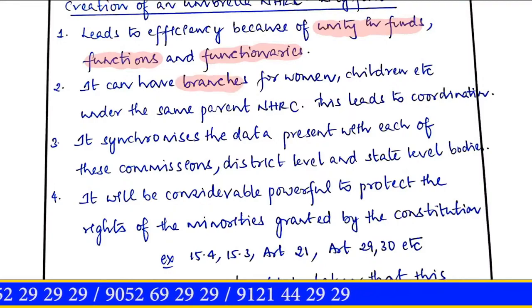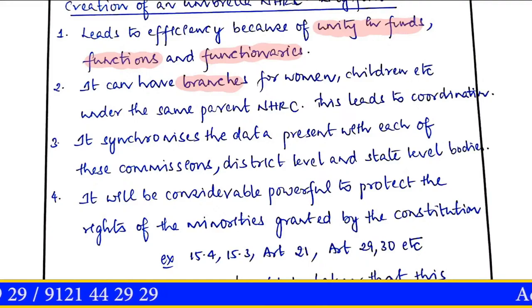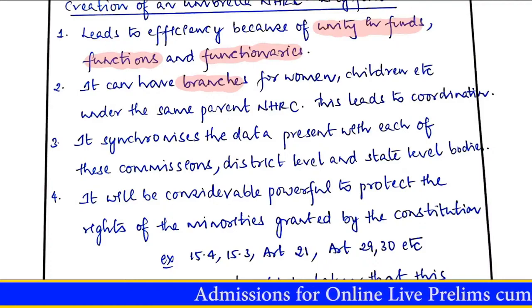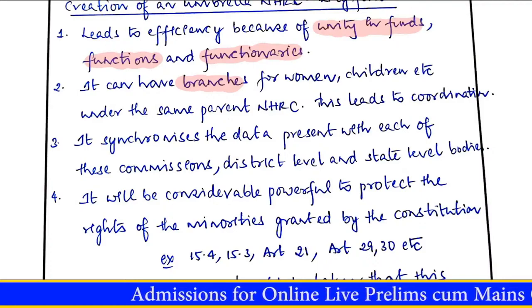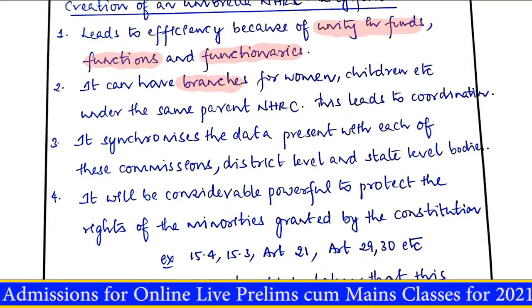Like for example, all these functions of women, tribal, etc. If they are placed under the same umbrella body, as in there is a separate branch for women under the same body, there is a separate branch for children and so on. But because these branches are part of the same parent organization, there is a chance that there will be extra coordination. And how do we bring about this coordination?